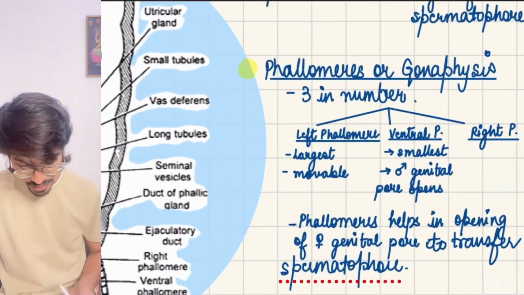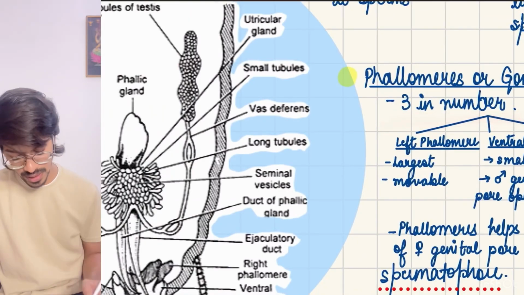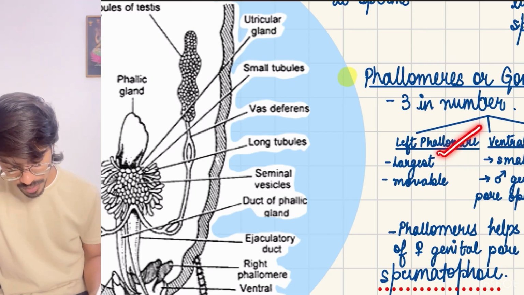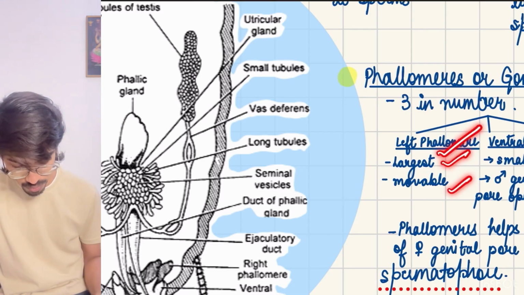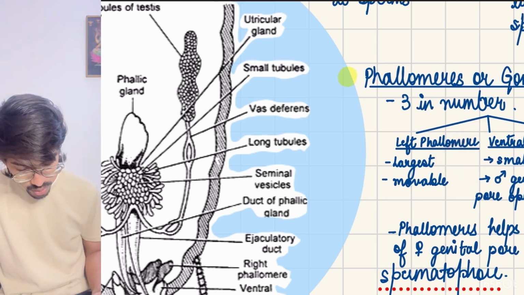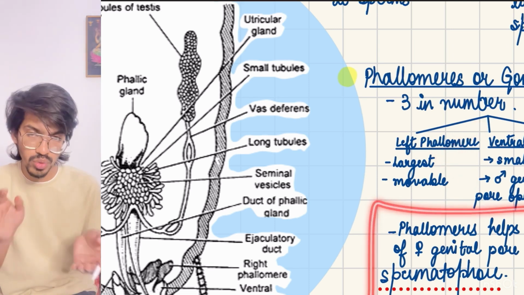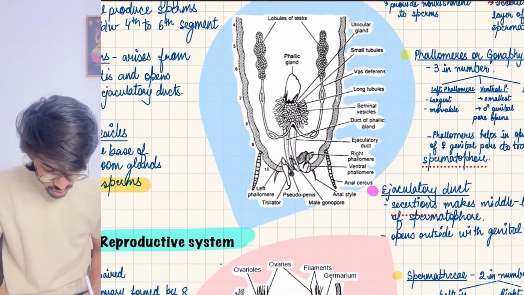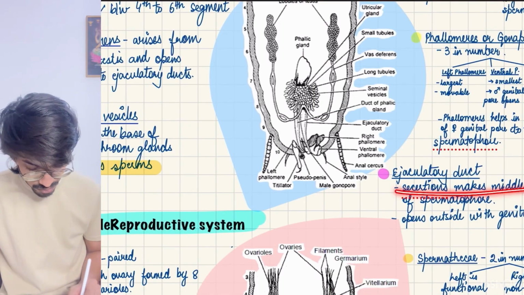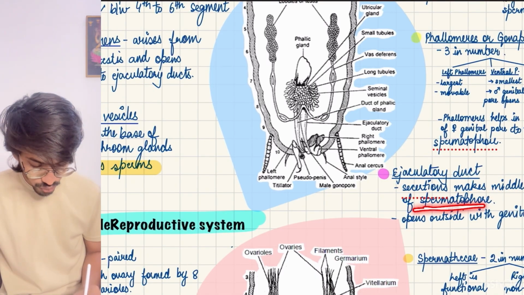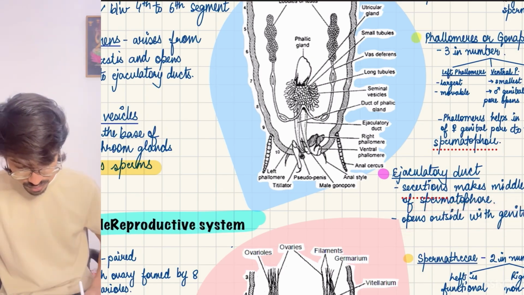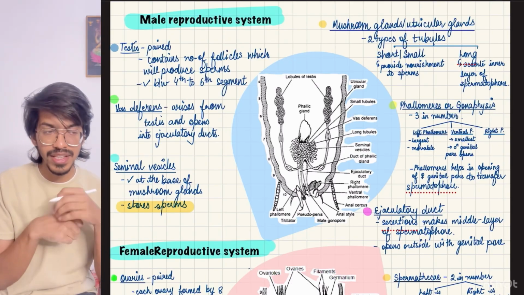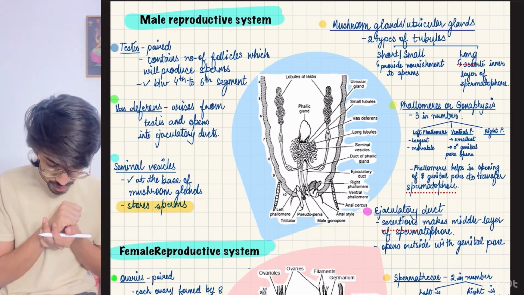Then we have phallomeres. Here you have to remember that we have a total of 3 in number. So we have a left phallomere, ventral phallomere, and the right phallomere, out of which the left phallomere is the largest and movable. Ventral is the smallest. That's it. And these phallomeres help in opening the female genital pore to release the things or transfer the packet of the sperms. Then we have what? Ejaculatory duct, which forms what? Middle layer of the spermatophore, and it releases the thing.